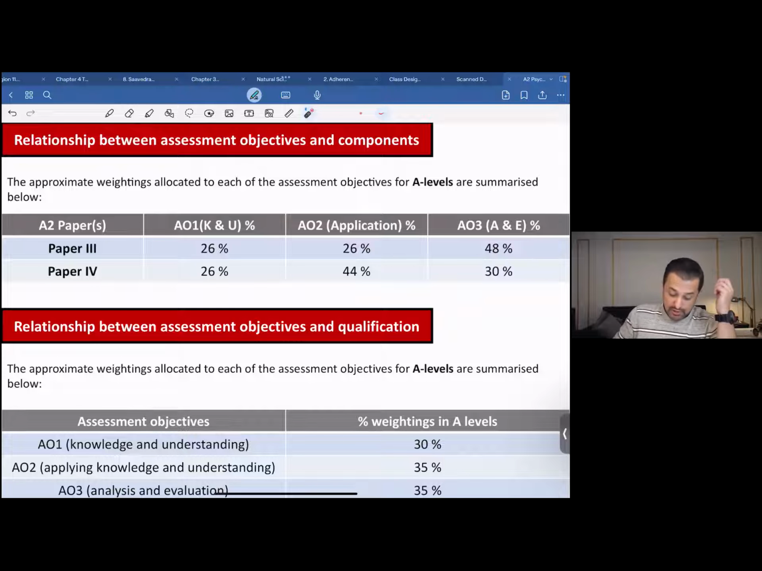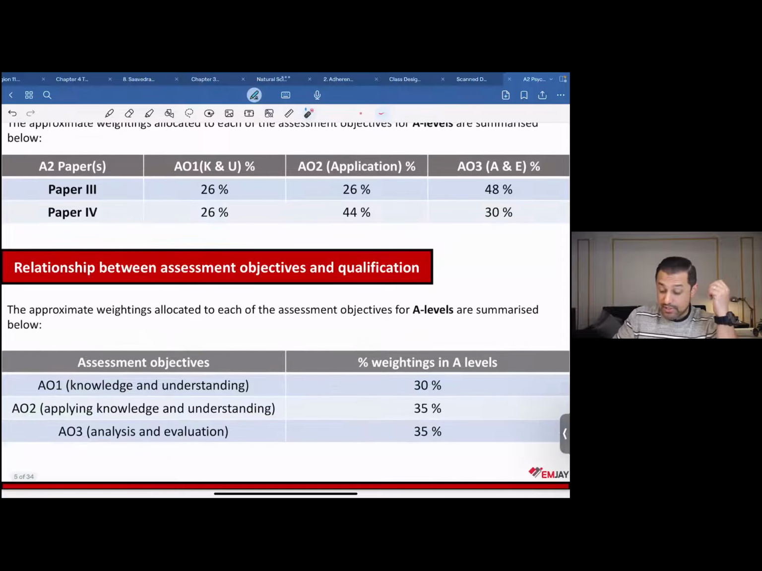So in a nutshell, if we speak about the relationship between assessment objectives and qualification for A levels, that is A2s over here, in total, AO1 is tested 30%, AO2 is tested 35%, and AO3 is tested 35%. So yeah, you heard me right. More than you holding knowledge and understanding on your subject matter, you need to learn how to apply it, and you need to learn how to analyze and evaluate it, right, your syllabus content.